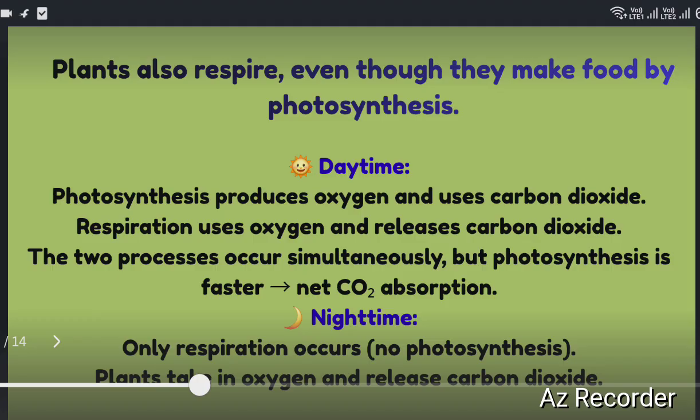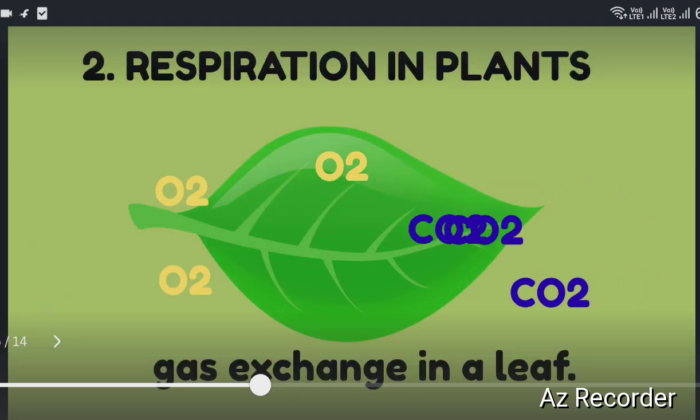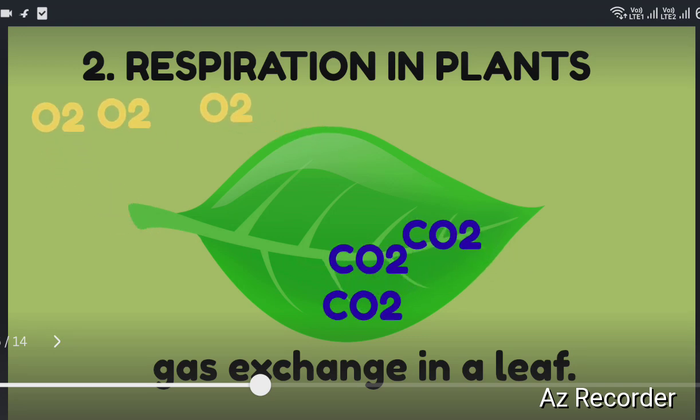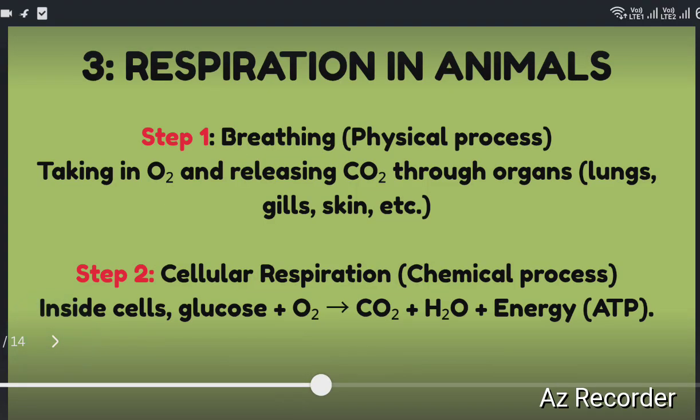Here in this picture you can see how respiration in plants occurs: carbon dioxide is taken in and O2 is released, as gases are exchanged in a leaf. Then let's move on to respiration in animals.